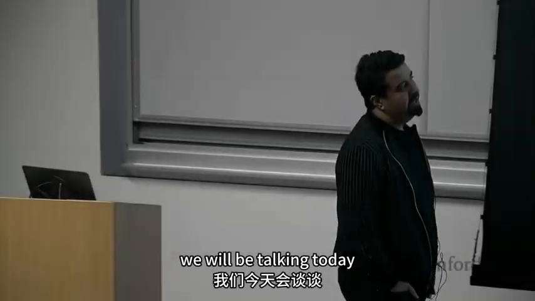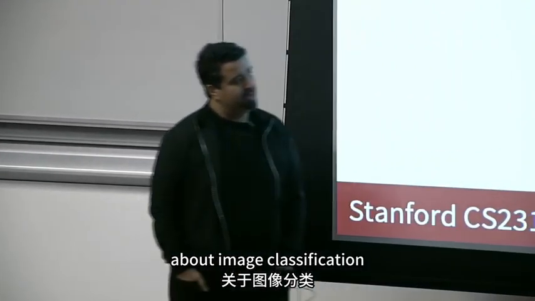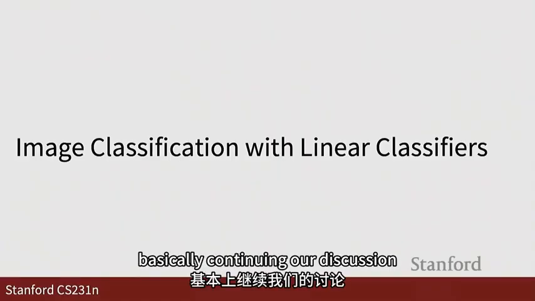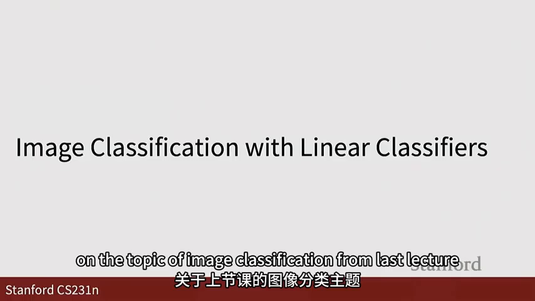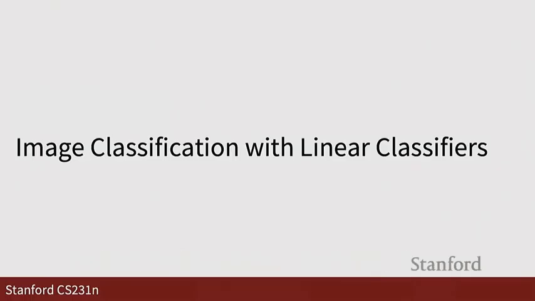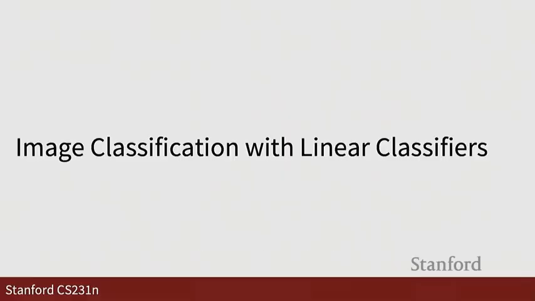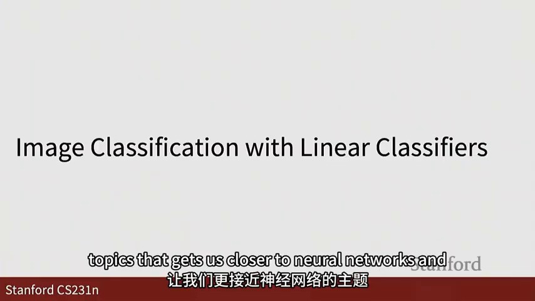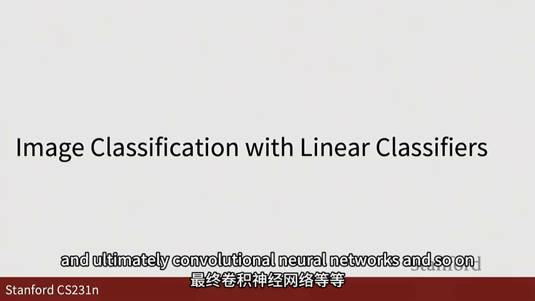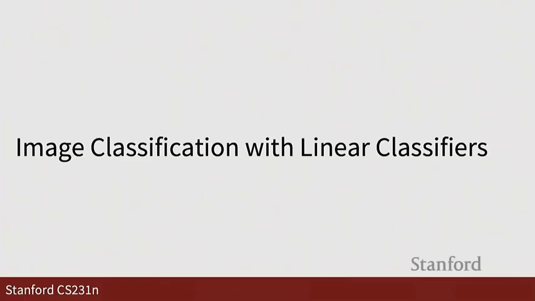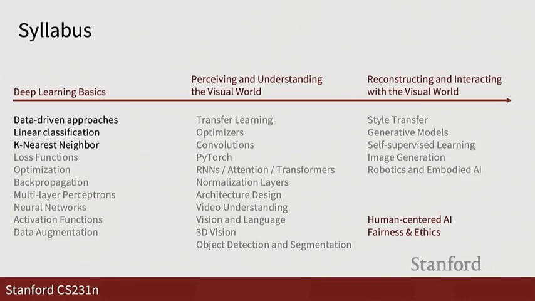We will be talking today about image classification, basically continuing our discussion on the topic of image classification from last lecture. And we'll get a little bit into some topics that get us closer to neural networks and ultimately convolutional neural networks and so on. We'll start with linear classifiers.